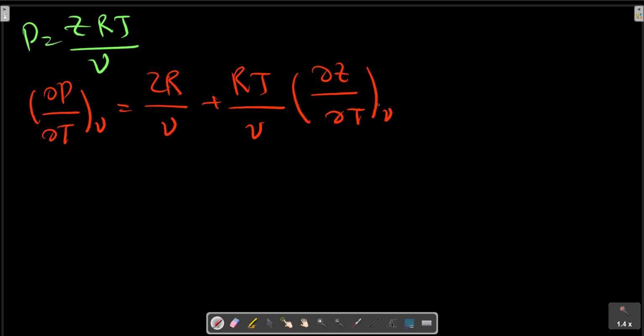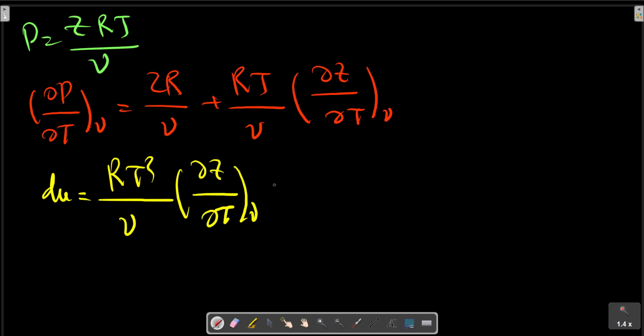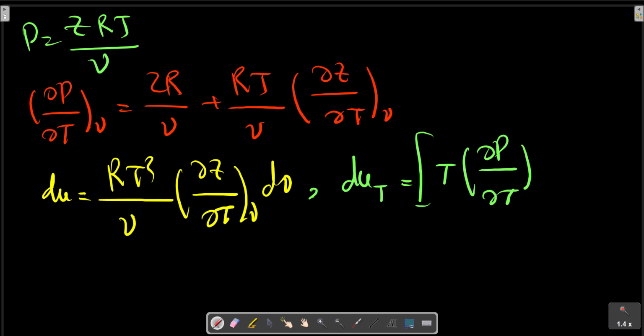therefore, substituting in equation 31, the equations for dU, RT2 on V, rho Z on T, V dV. These equations come from the 31 equation in this chapter, which is expressed as this relation, dU equals T multiplied by the partial of P with respect to T at V minus P, dV at constant T.